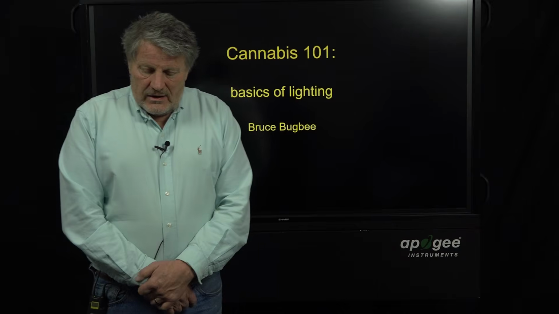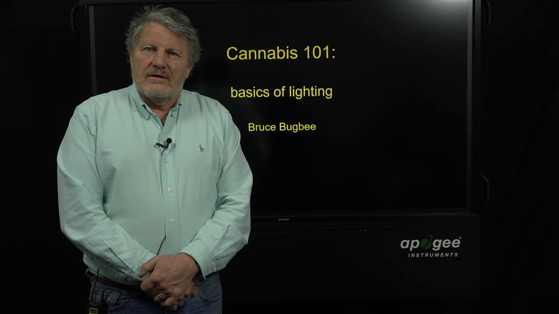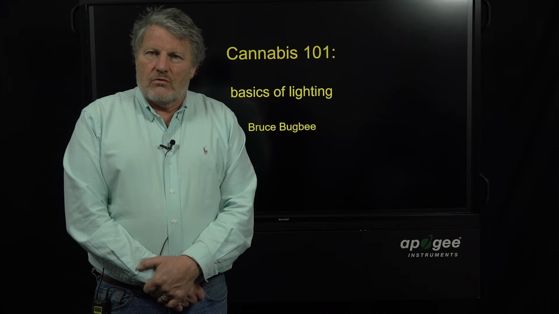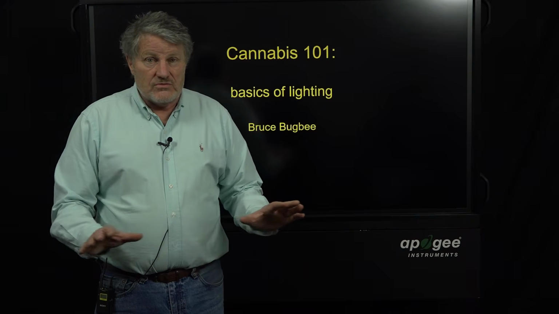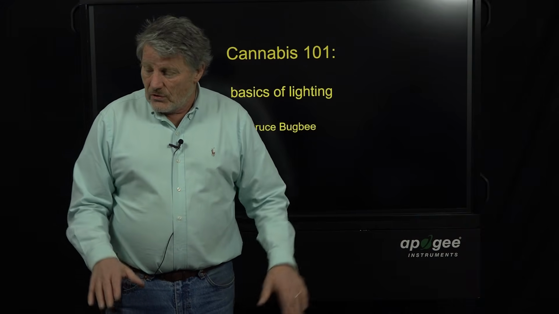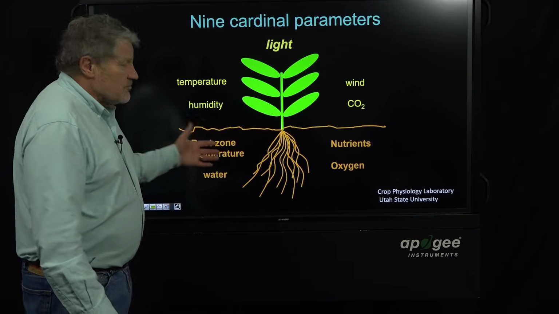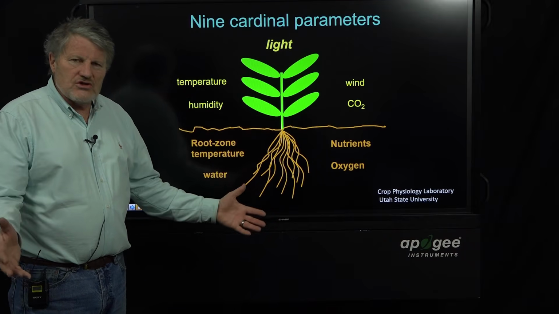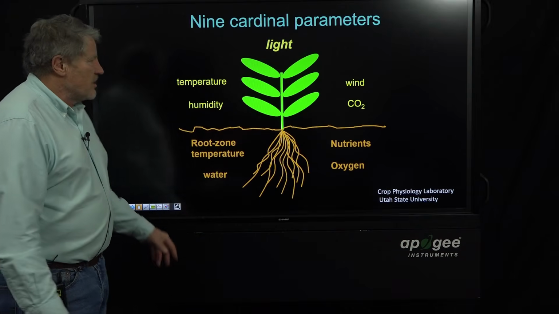So it's pretty hard to underemphasize the importance of light when you're growing a crop. And this next slide, which I've used many times in many talks, really focuses on that. Here are the 9 cardinal parameters. If you were to take a university class, you would be reviewing each of these parameters.